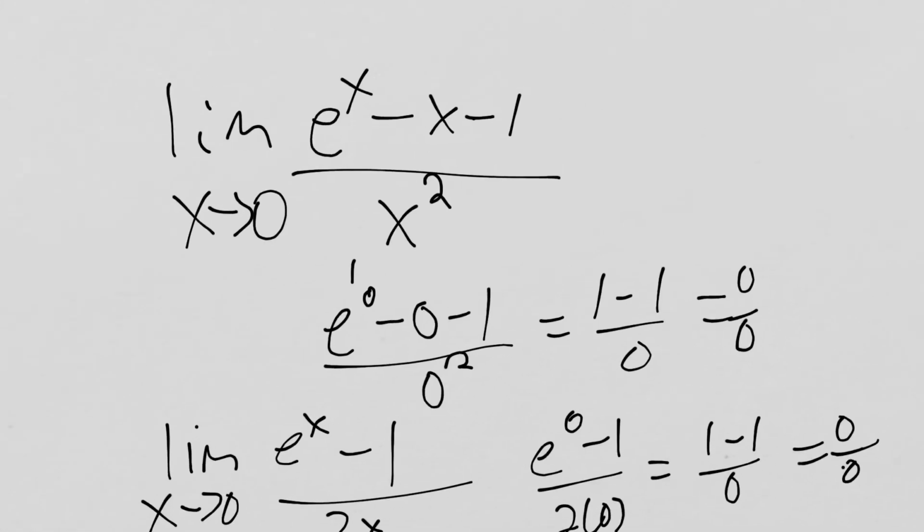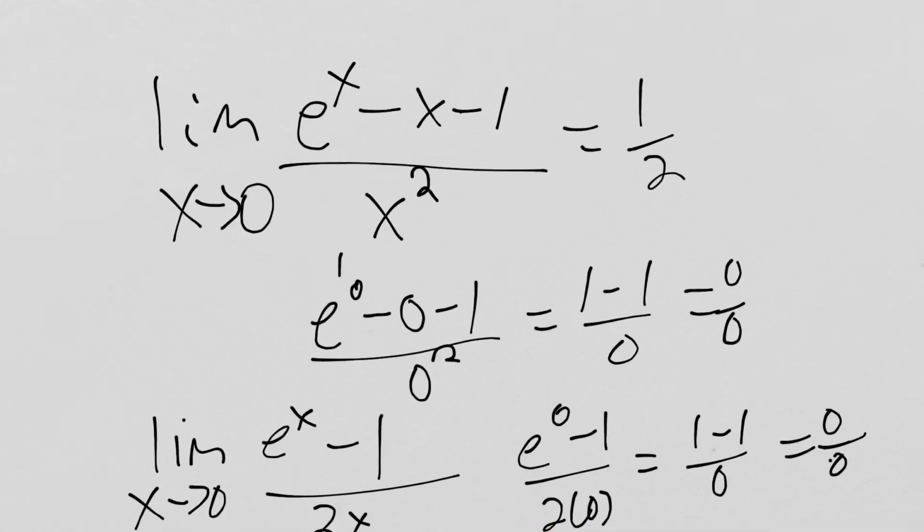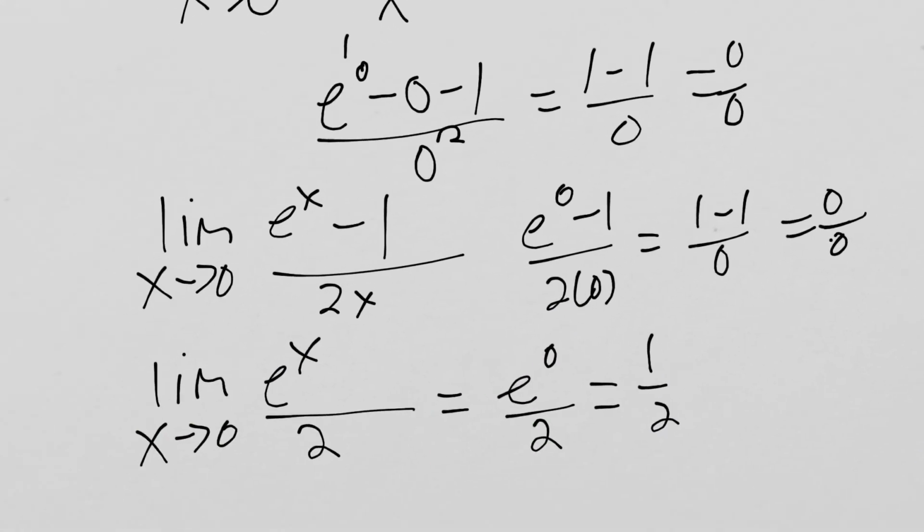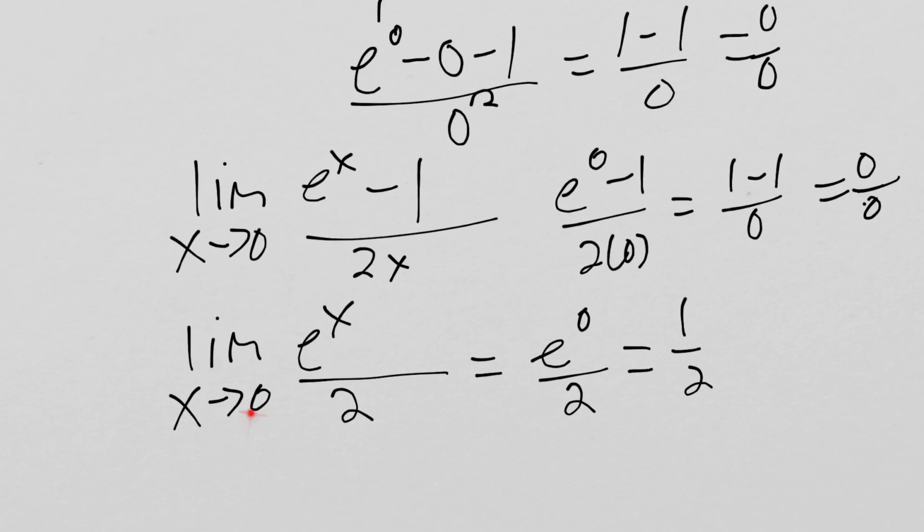So this original limit is just equal to 1/2, but we couldn't figure that out at first because when we tried to plug in 0, we kept getting an undefined value. So we take L'Hopital's rule until we can plug in 0 and get a real value, which is what we got here.